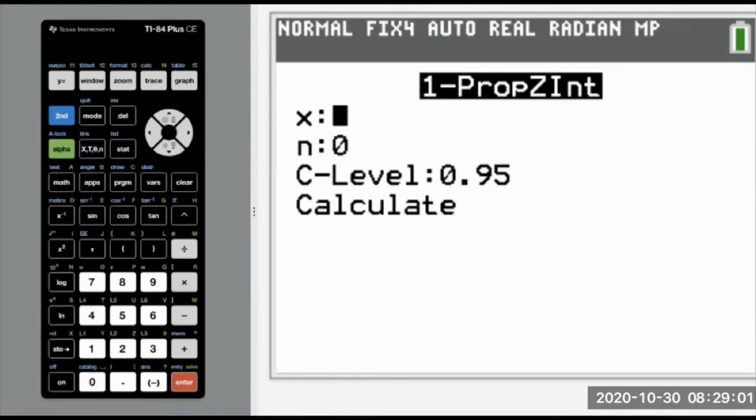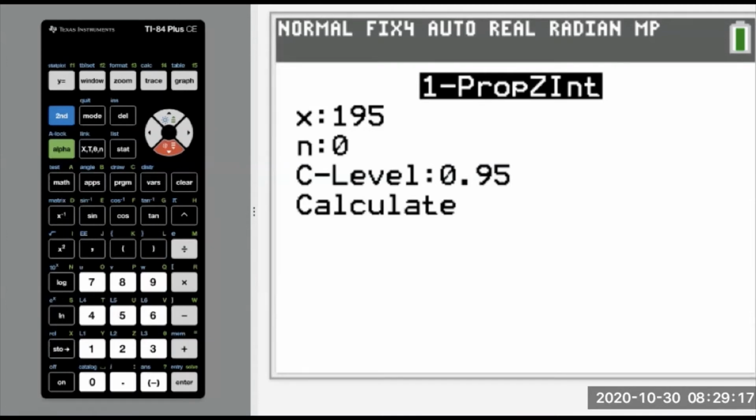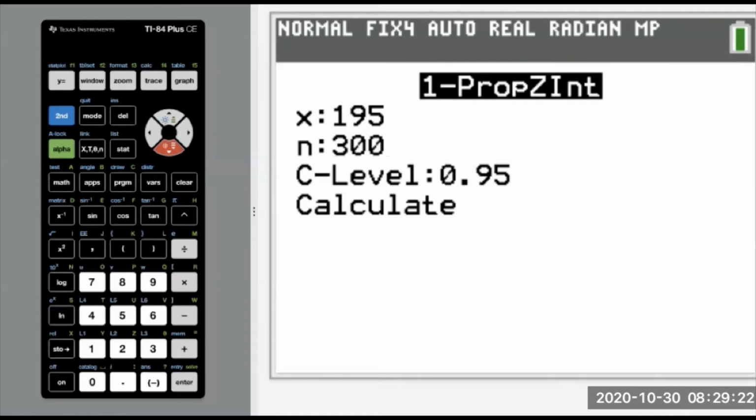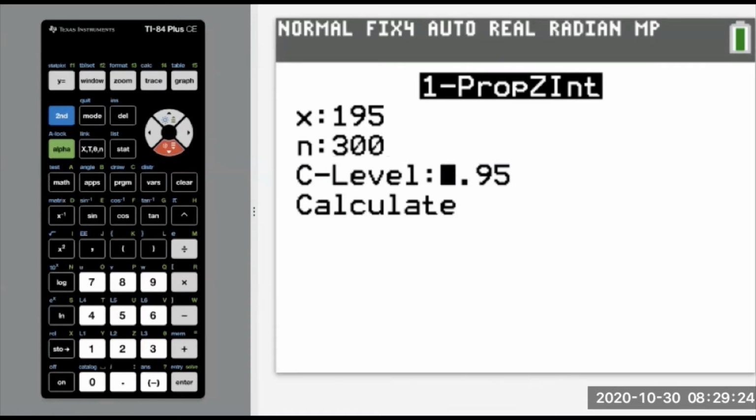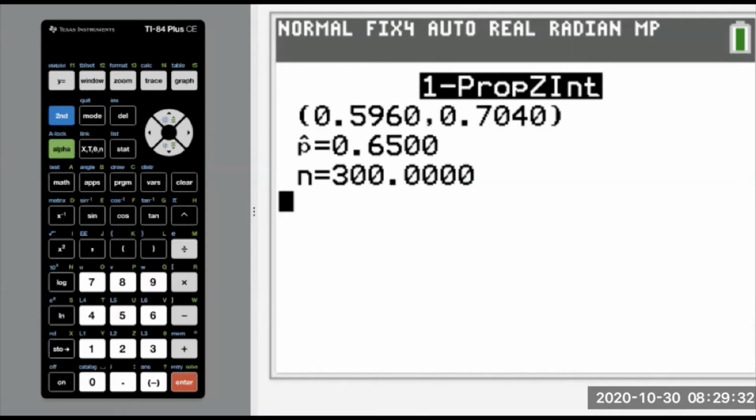Then fill the information in this one proportion Z interval window with the information given in the problem. X is the number of students who took the SAT exam. So that is 195. Out of the total students, n is 300. Confidence level, it's 95% or 0.95. And then hit calculate to get that interval. So by hitting calculate, we got the interval. It is 0.5960 up to 0.7040.